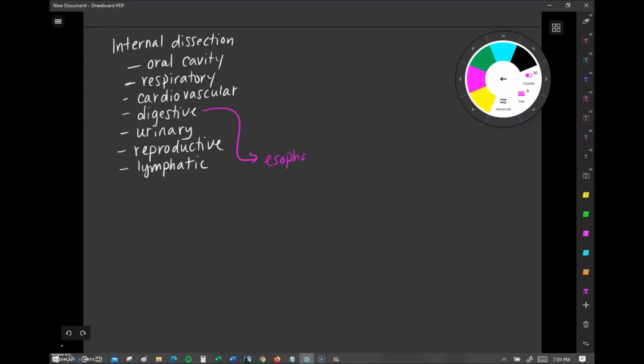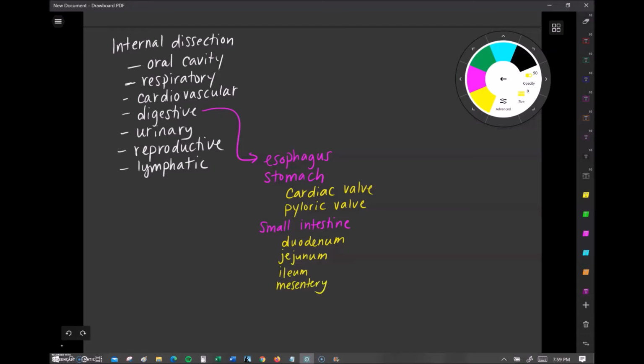This video, we're going to look at the digestive system, and this is a big one. So we've got the esophagus and the stomach. As part of the stomach, we'll identify both the cardiac valve and the pyloric valve. And then moving on to the small intestine, we're going to identify the duodenum, the jejunum, and the ileum, as well as the mesentery. And then for the large intestine, we'll identify the cecum.